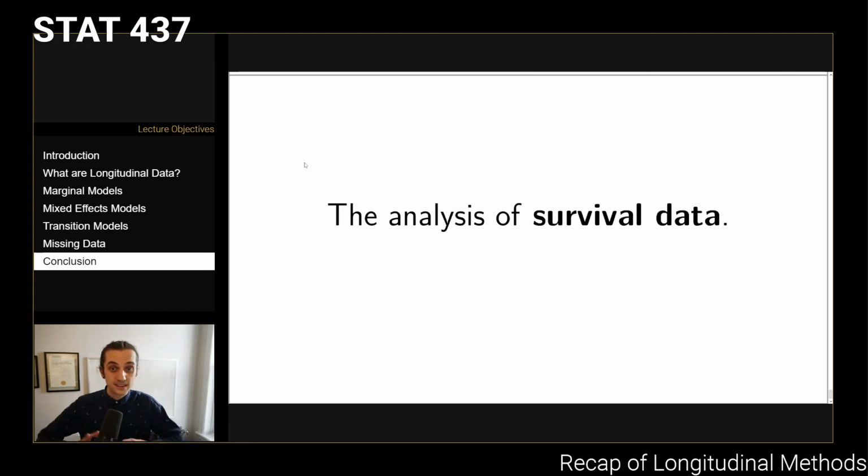I hope this has been a good, useful overview of longitudinal data for you, and that you feel more comfortable working with these techniques. Of course, you'll get more practice with this throughout the rest of the term. If you have any questions on anything we've talked about within longitudinal data, please reach out at any point throughout the term. And I'll see you in the next lecture video, where we begin to talk about the analysis of survival data.